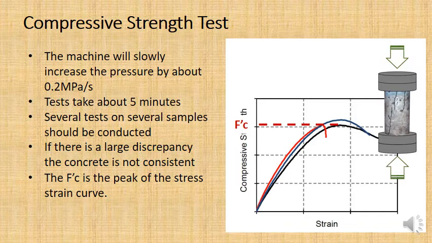Now, when you do this test, you should probably do it several times. The standard is actually you do it at least 12 times with 12 different samples of the same concrete, because concrete is not always consistent. You might have some strong concrete, some weaker concrete, and you need to make sure that there's no large discrepancy between the concretes. If there is, that means it probably wasn't mixed properly or not cured evenly, and you need to do the sampling again.